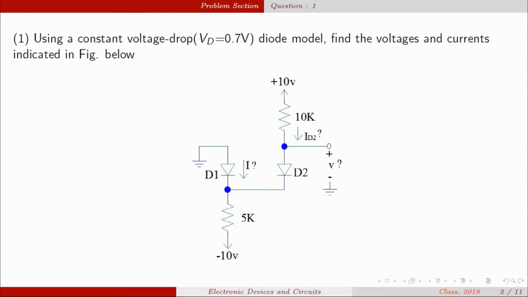Here our problem is using a constant voltage drop diode model at Vd equal to 0.7 volt. Find the voltage and current indicated in the figure below. Here we have to find this current I, ID2, and the voltage across this point and ground.